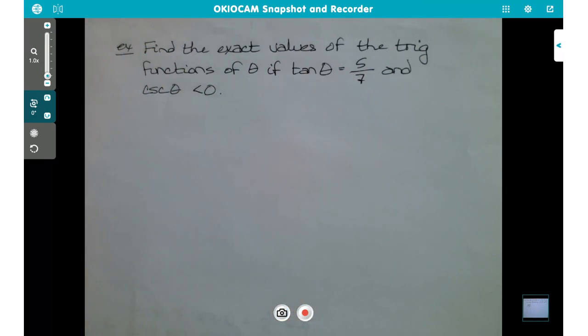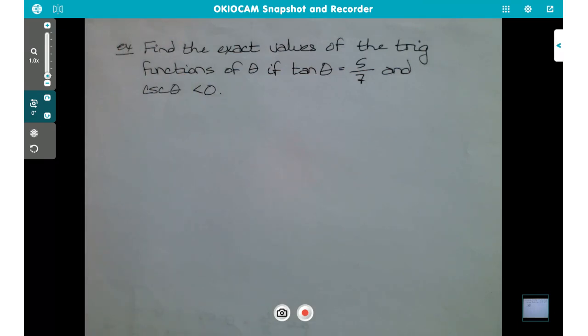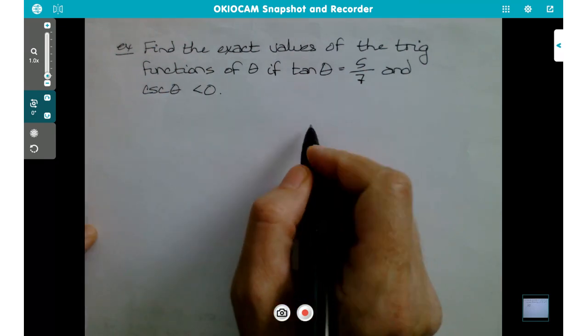So the first thing we need to know is what quadrant theta is in. What we don't need to know is what theta is. I don't care what theta is. That's not the question. The question is the values of the trig functions. I don't actually need to know what the angle is in order to find those. But I do need to know where theta is, because that's going to make a difference in the positive and negative signs of those 6 trig function values.